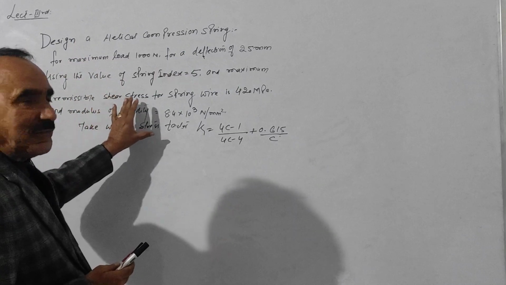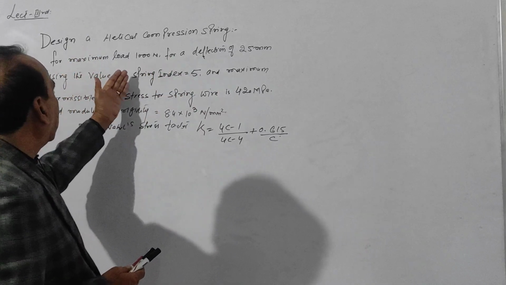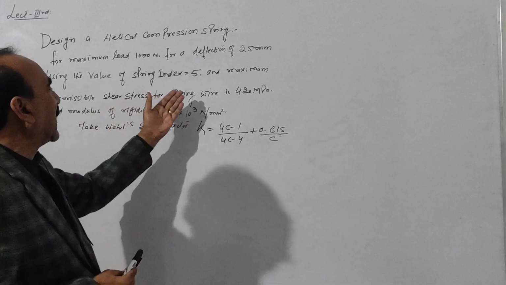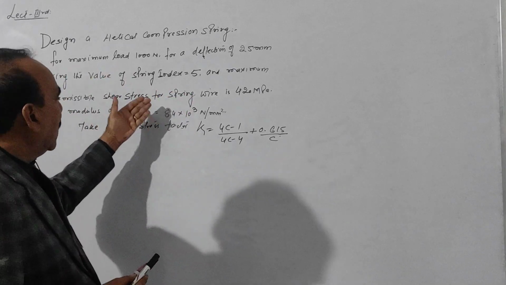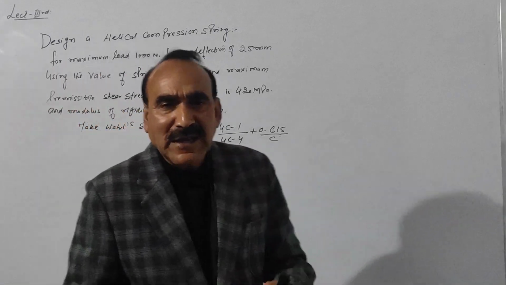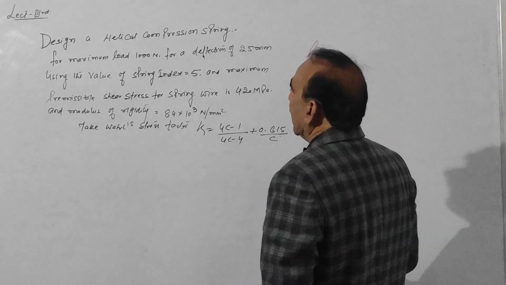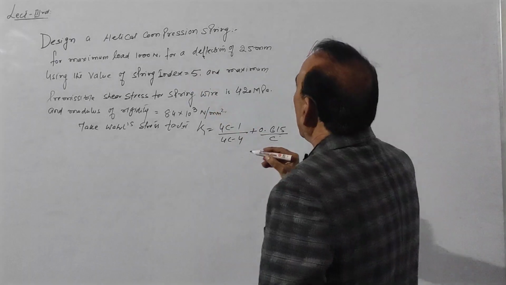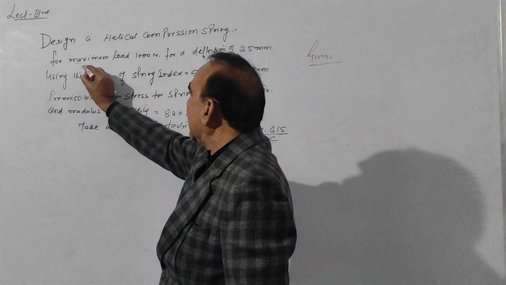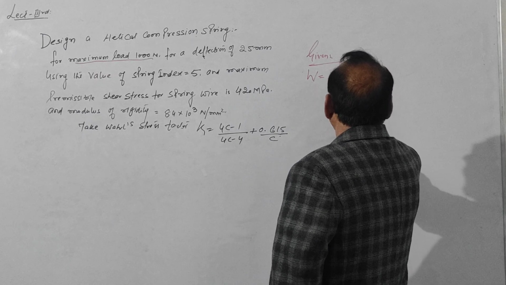So this is the problem where I will design this helical compression spring, and some parameters are given here: for maximum load 1000 Newton, for a deflection of 25 mm, and spring index 5. First you carefully read this problem, and write down what is given and what you have to find out. So what is given? For a maximum load of 1000 Newton, the design of the helical compression spring has to be done for which load? Maximum load of 1000 Newton. So you can say that W is equal to 1000 Newton, right?